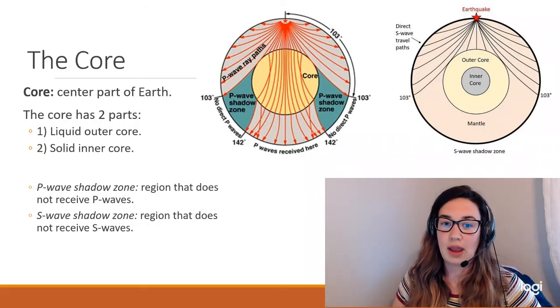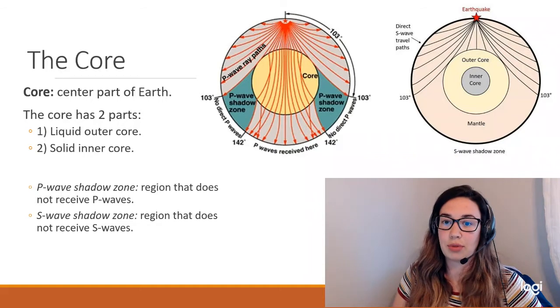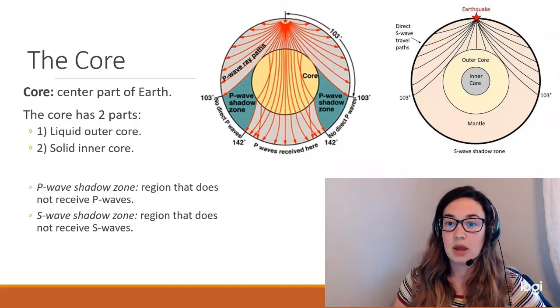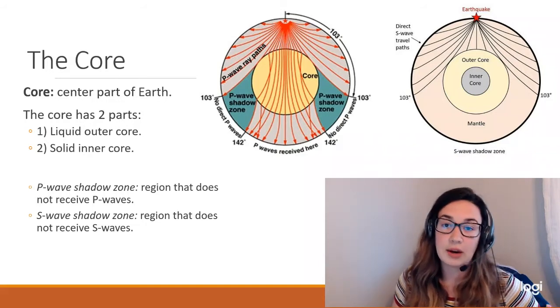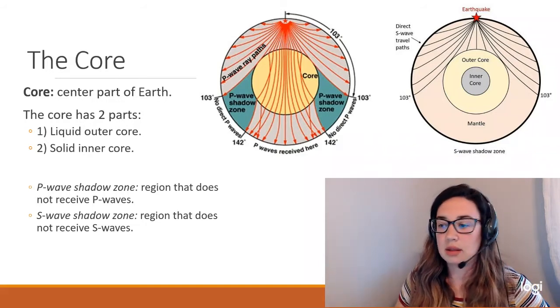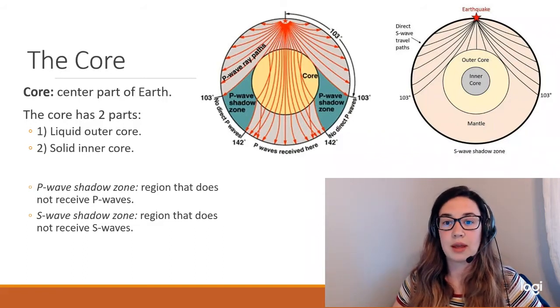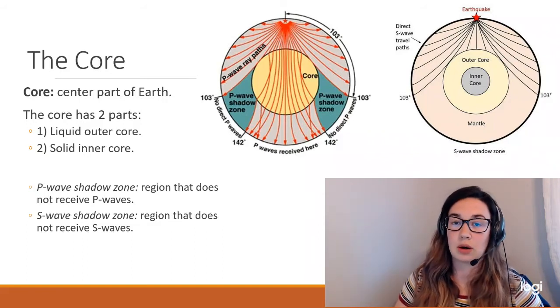Whereas the P waves, the primary waves, can travel through some liquid and outer areas of hard, solid rock. And so P waves can go through the core, S waves cannot go through the core, and so we have those shadow zones that occur as a result.